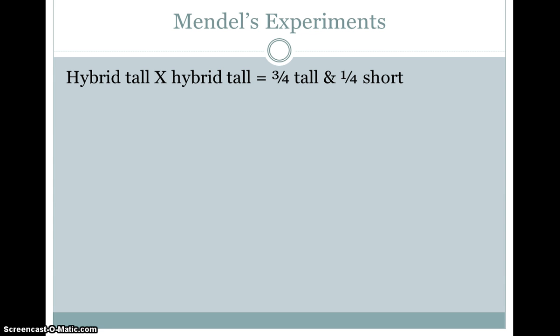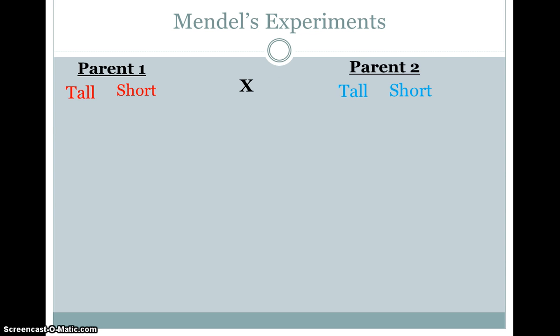Mendel then took the offspring and allowed them to self-pollinate. So basically, we were crossing a hybrid tall plant with a hybrid tall plant. And what he saw every time he did that cross was that the offspring would come out as 3/4 tall and 1/4 short. So that short trait had returned. Mendel wondered how. Well, let's take a look at the genetics behind it.